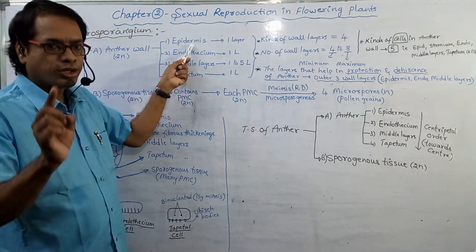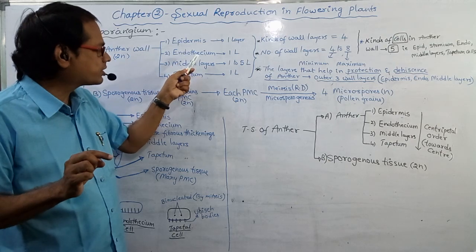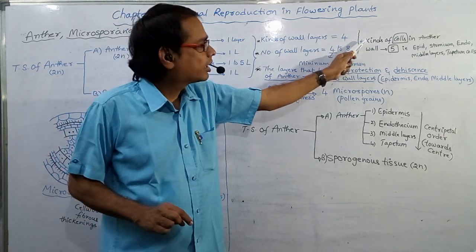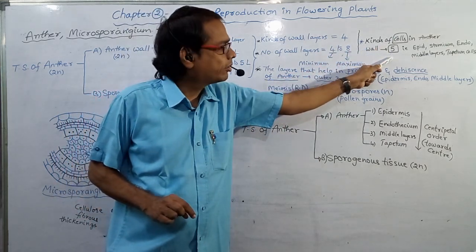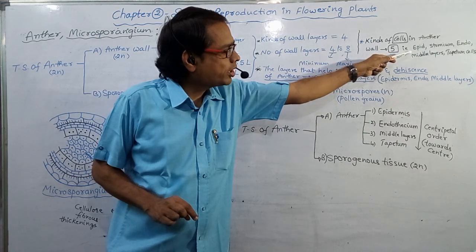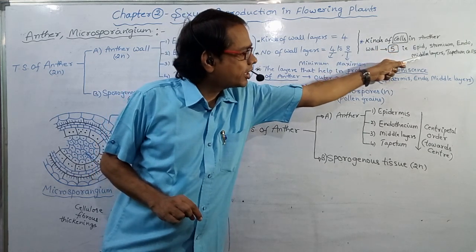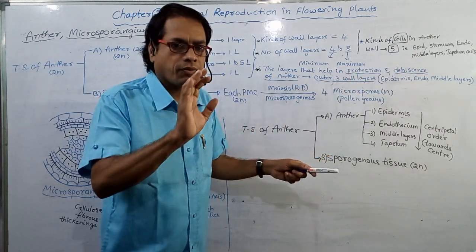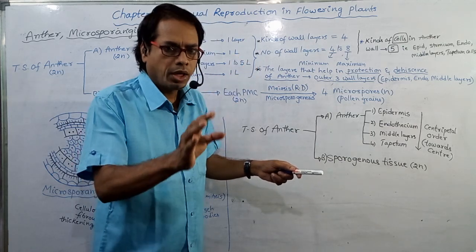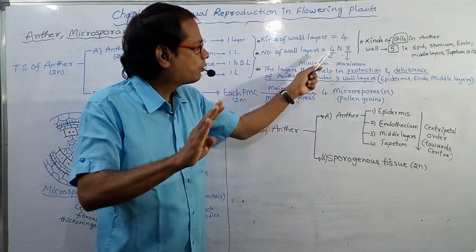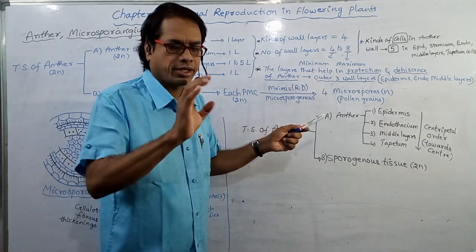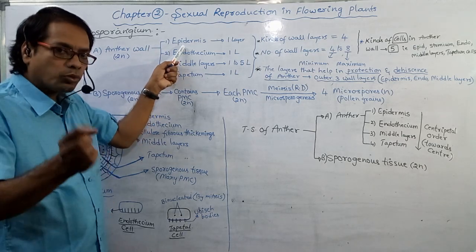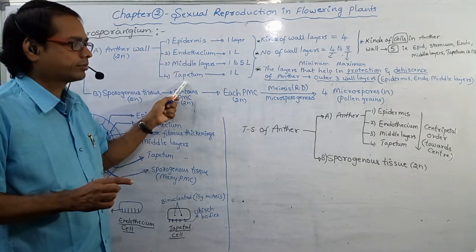Epidermal cells, stomium cells, endothecium cells, middle layers, tapetum. See this point? Number of kinds of cells in anther wall: 5. Epidermis, stomium, endothecium, middle layers, tapetum cells. Kinds of cells means 5. Kinds of wall layers means 4. Minimum number of wall layers 4. Maximum number of wall layers 8. Outermost layer of anther wall, epidermis. Innermost layer of anther wall, tapetum.